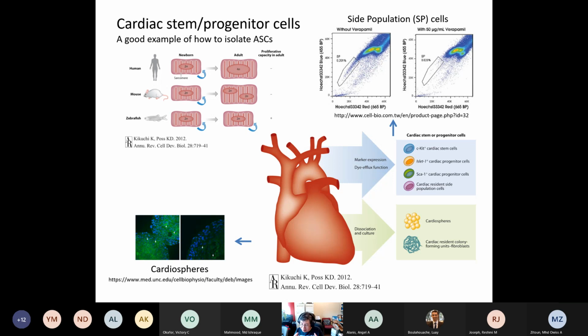Adhere to each other, proliferate, and then form a sphere. So if you get the sphere formation, you have a chance of enrichment of stem cells. I'm not saying that all the cells in that sphere are adult stem cells, but you just enriched them. The concentration will be higher than just the heart itself. So that's one way to enrich stem cells, by making them form a sphere.